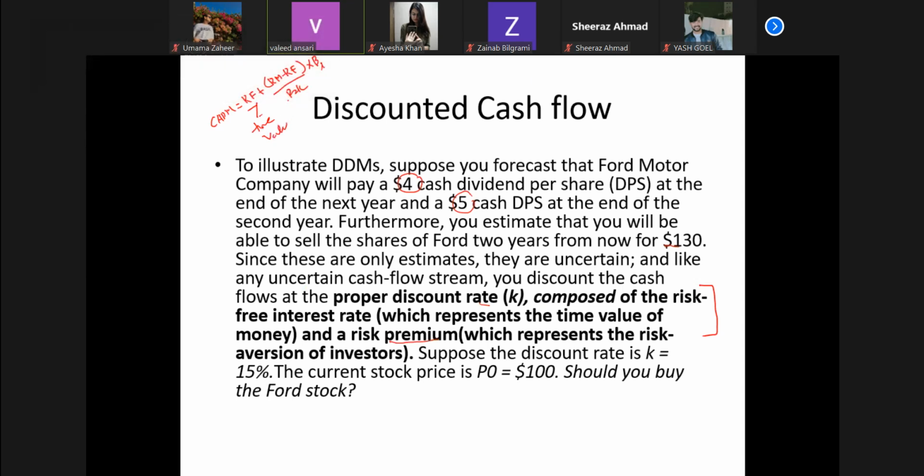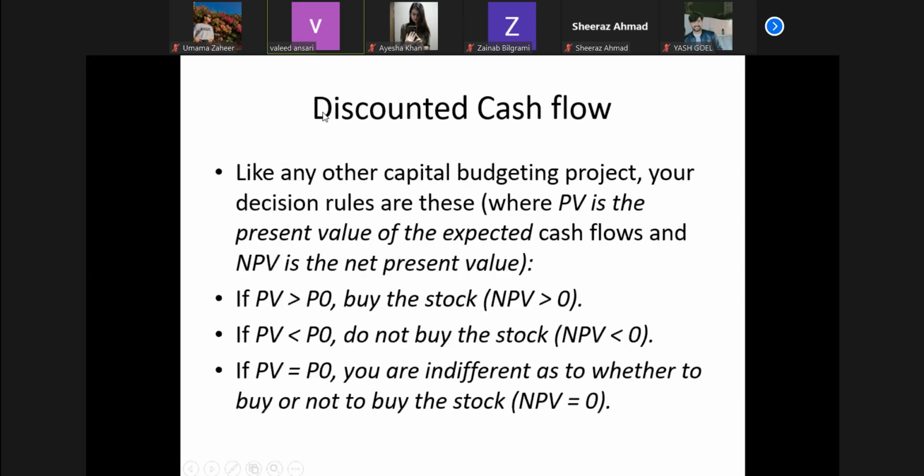Just wait and you will get it, that guaranteed return. Whereas if you take risk, then you will get over and above this what is called the risk premium multiplied by the risk. Higher the risk, more the return. So this is how it is carried out, and let us see.